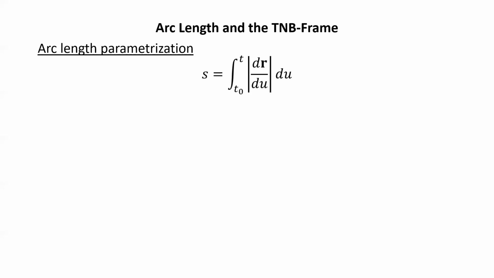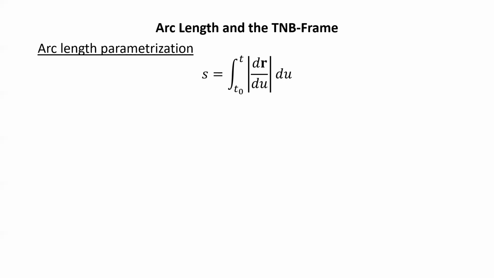So the arc length parametrization formula is the following. s is the integral from t0 to t of the length of dr/du du. The idea here is that we're changing an arbitrary parameter t into an arc length parameter s. Notice that the formula is exactly the same formula as for computing arc length, except the upper limit is a variable. It's the variable t.